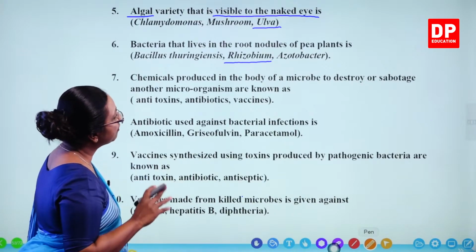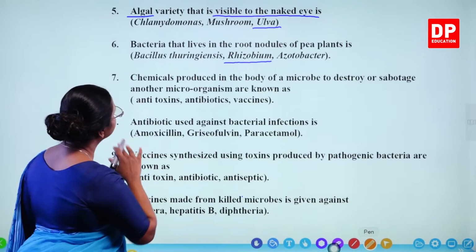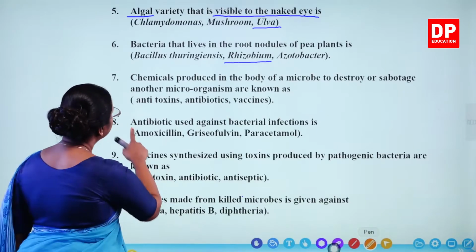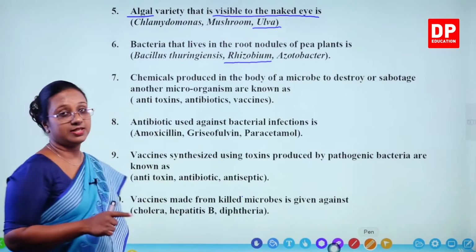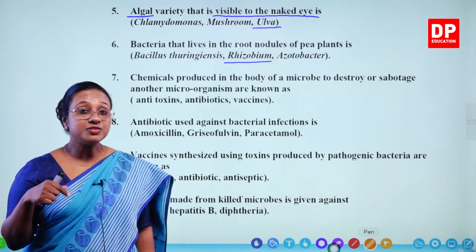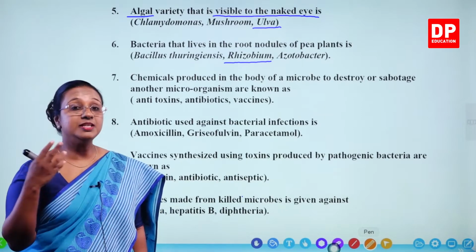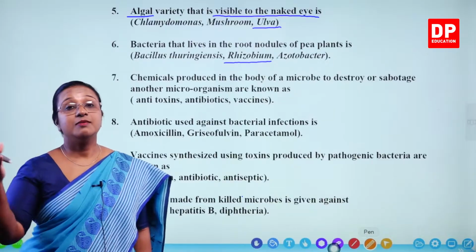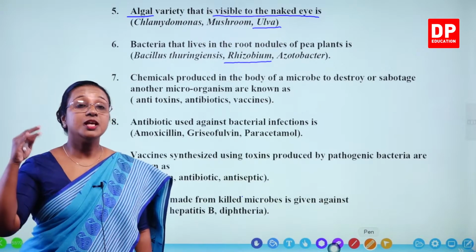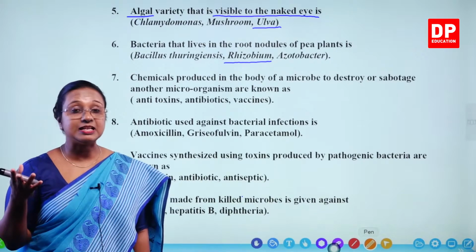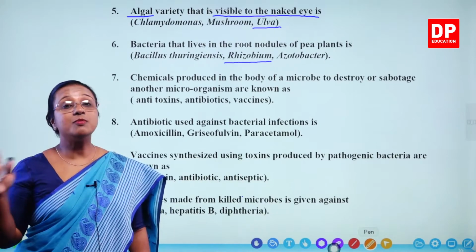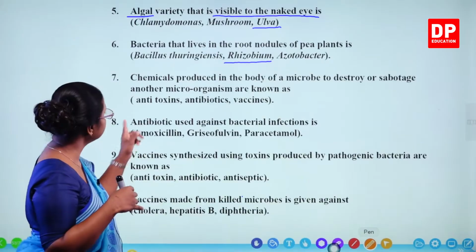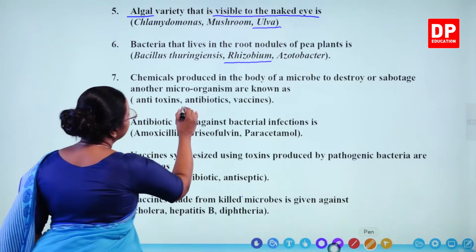Chemicals produced in the body of a microbe to destroy or sabotage another microorganism are known as, you know the term, antibiotic. If you look at the answers, antitoxins. What are antitoxins? Antitoxins are produced against the toxins produced inside the body of a host by the microorganism. When the microorganism enters the body of the host, it produces a toxin, that is a chemical substance. By removing that toxic substance, they try to produce antitoxins. So, that is antitoxin. Then antibiotic is correct.